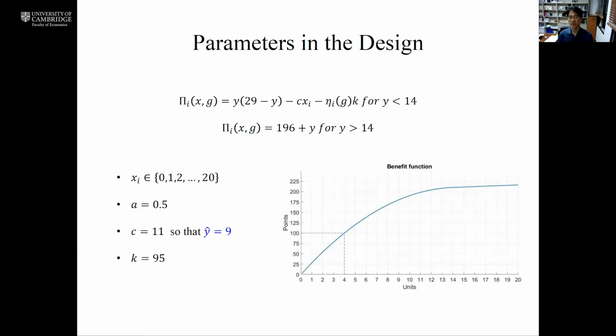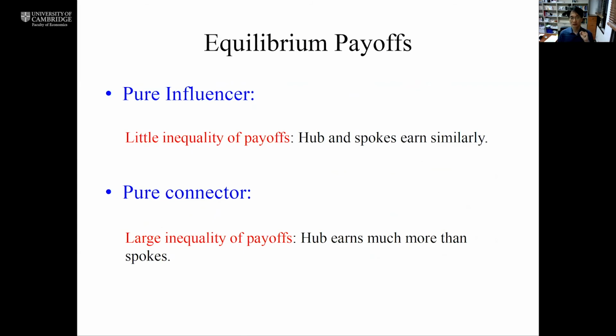We have a particular selection of the parameter values, and given the selections, under the equilibrium outcomes, in the pure influencer, we observe very little inequality of payoff, meaning the hub and spokes are similar, because the hub has more connections, but hubs are making all the effort. In the pure connector, hubs actually attract lots of links. At the same time, they make zero effort, so hubs earn much more than the spokes. In that sense, there is a large inequality of the payoffs.